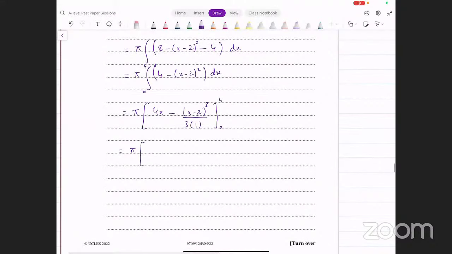Let's input 4 once. 4 input करेंगे तो क्या आएगा, 4 into 4 minus (4 minus 2) cube divided by 3, minus 0 minus (0 minus 2) whole cube divided by 3. That's what we get. Now you have to input these limits.